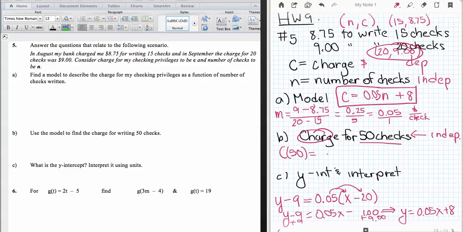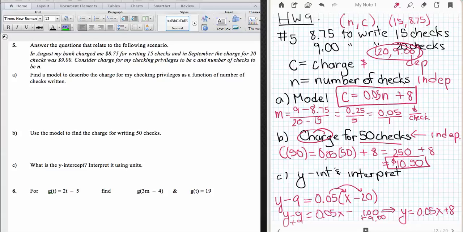So this says 0.05 times 50, and then plus 8. So 50 times 5, well, 5 times 5 is 25 with an extra 0, and then 2 decimals, so that's 2.50, and then plus 8, and so what I have is $10.50, and I need to put the dollars. So the charge to write 50 checks is $10.50.